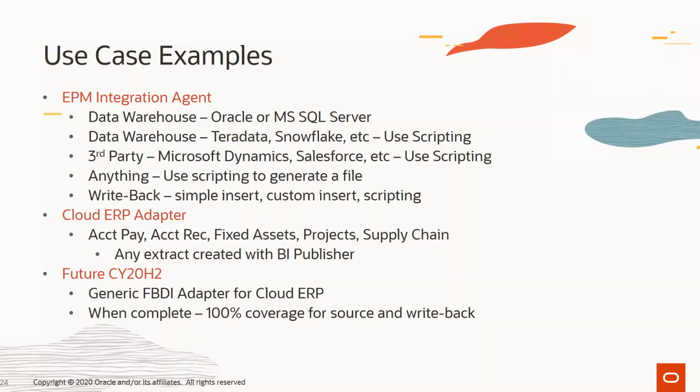With the Cloud ERP adapter, you can pull from accounts payable, accounts receivable, transactions, fixed assets, projects, supply chain. So anything that you can create a BI Publisher report on, you can use as an extract for EPM. And then we'll have the write back to the Cloud ERP using the FBDI adapter. I'd say we're 100% complete in terms of coverage right now, but we will continue to make it easier to get your data into and out of all those different sources and targets.